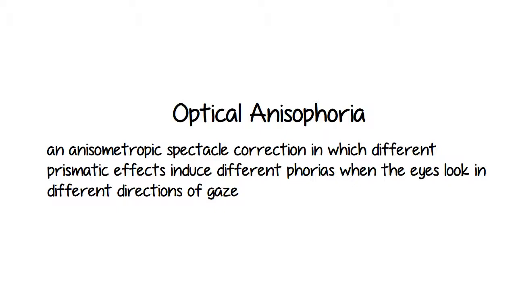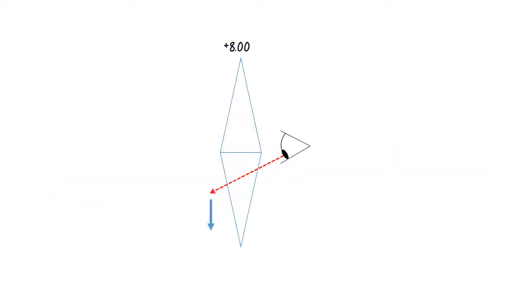Anisophoria can be caused by the corrective lenses the patient is wearing, in which case it's called optical anisophoria. What happens is the spectacle correction is fine if the patient's looking out the optical centers of the lenses. But when the patient looks through another part of the spectacle lenses, for instance, when the patient is gazing down, the image would either be displaced up or down, depending on whether the lens is convex or concave.